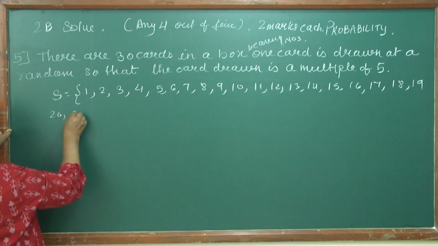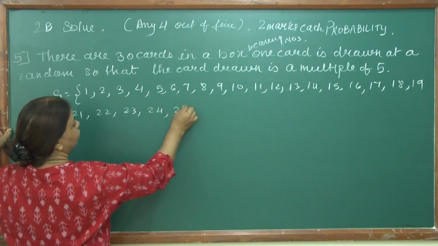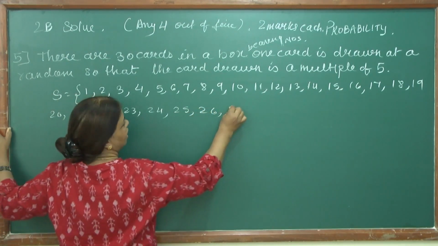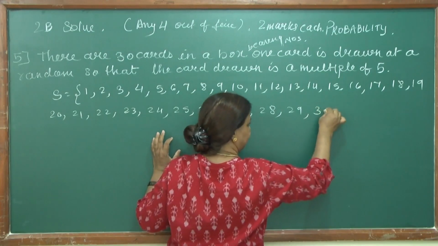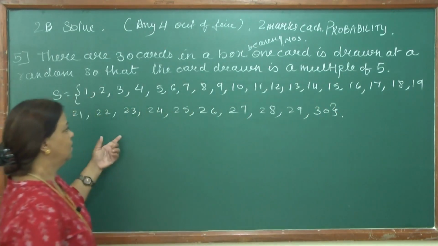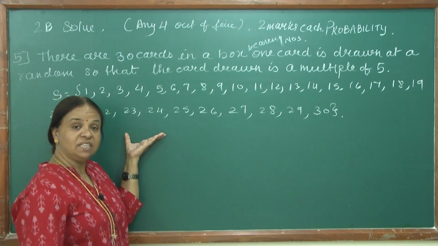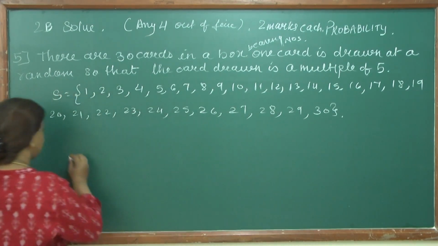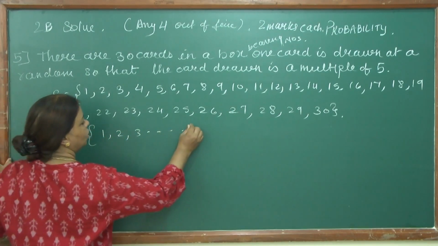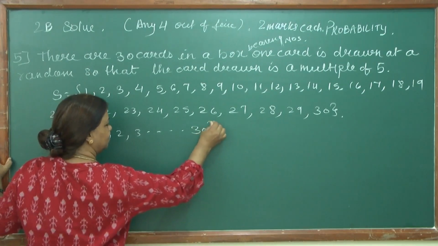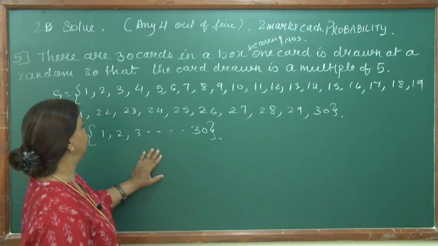20, 21, 22, 23, 24, 25, 26, 27, 28, 29 and then 30. Children, why did I write this? So that you know what numbers the cards are bearing, or if you know it, you can just write 1, 2, 3, dot and then finally 30. It means the cards are bearing the numbers 1 to 30. You can write like that in the exam.